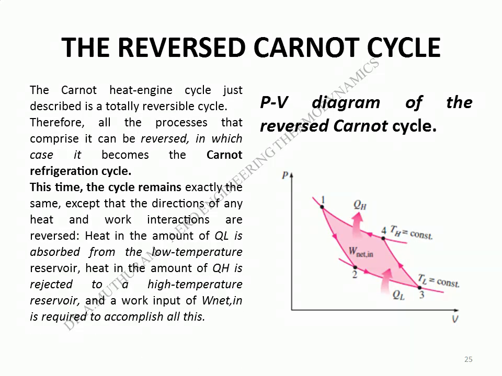The Carnot heat engine cycle just described is a totally reversible cycle. Therefore, all the processes that comprise it can be reversed, in which case it becomes the Carnot refrigeration cycle. This time, the cycle remains exactly the same, except that the directions of any heat and work interactions are reversed. Heat in the amount of QL is absorbed from the low temperature reservoir. Heat in the amount of QH is rejected to a high temperature reservoir, and a work input of W net is required to accomplish all this.